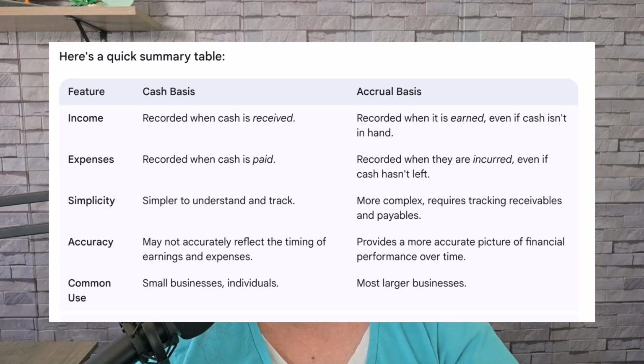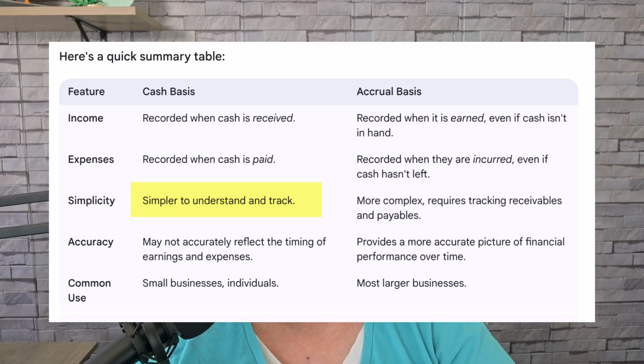Obviously, the simpler one to understand is the cash basis. It's what most of us are thinking. It's the money in our pocket when we pay stuff. It's really simple to keep track of the money that we have on hand. So that's why a lot of people like the cash basis. The accrual basis is more complex, but you need to be able to track what money people owe you and money that you owe other people. So that's why it gets a little bit more complicated.